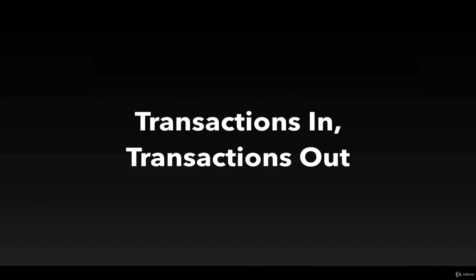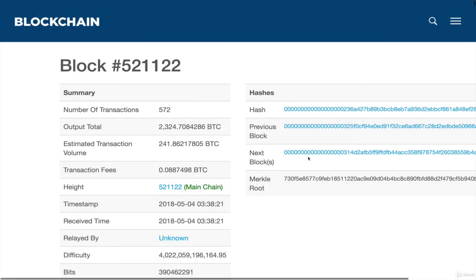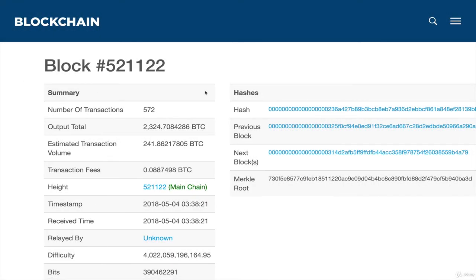All right, welcome back. So one thing that we've kind of skimmed over is the fact that not all transactions are one-to-one, meaning one address in the from column to one address in the to column. In fact, most aren't, and we'll talk about why in this video. So you probably have noticed this if you've watched any of the videos where we're looking at the blockchain.